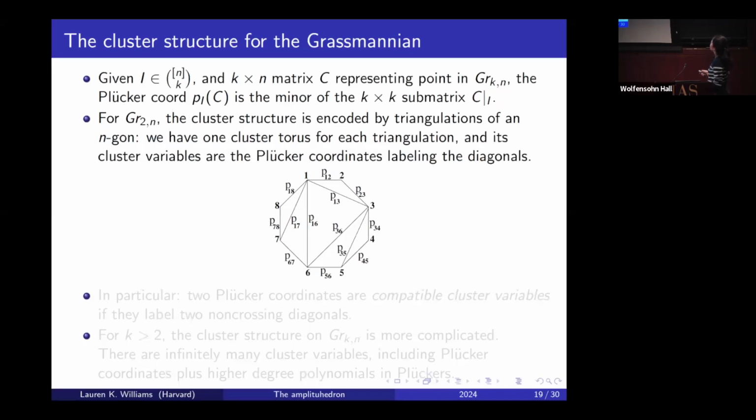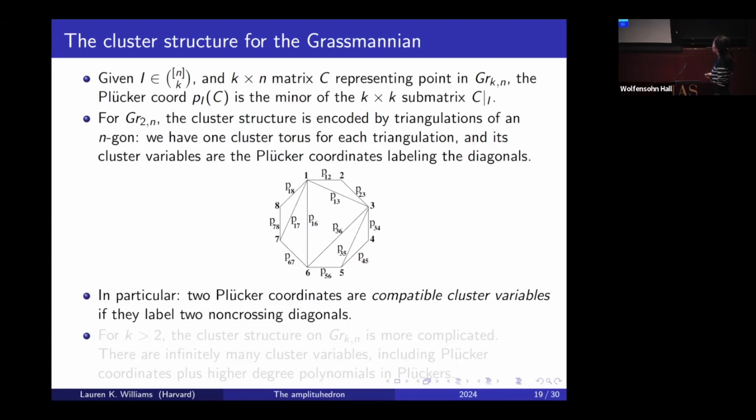And the fact that we have a cluster torus for each triangulation means in particular that the Plücker coordinates you see here are algebraically independent, and they generate the ring of rational functions on the Grassmannian. Okay, but just one thing I'll point out is that two Plücker coordinates are what's called compatible, meaning they can lie in the same cluster, if and only if they label two non-crossing diagonals.